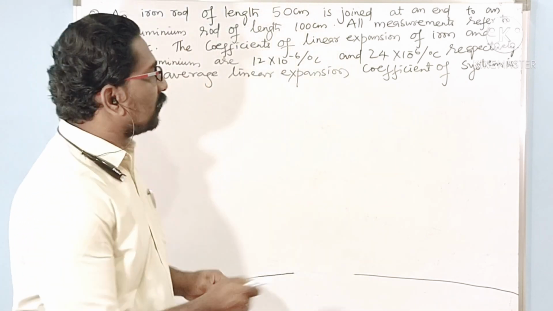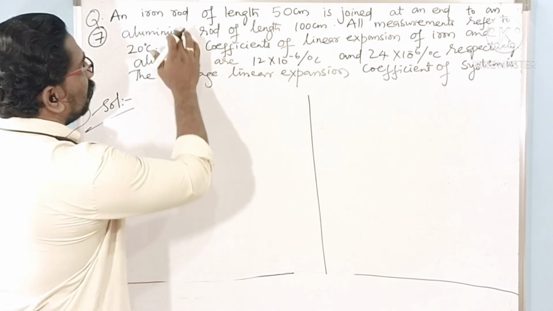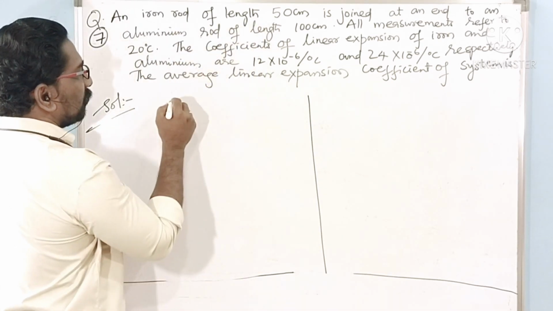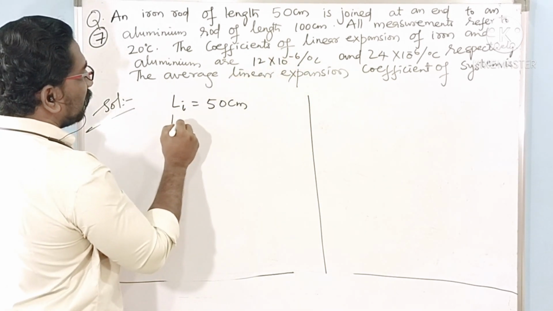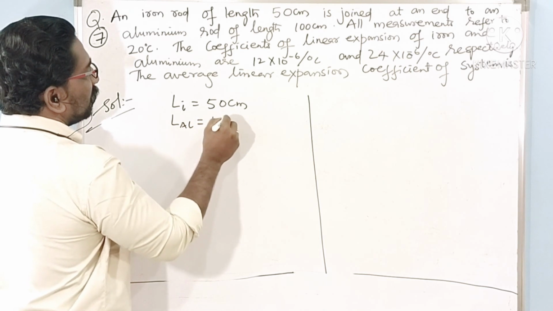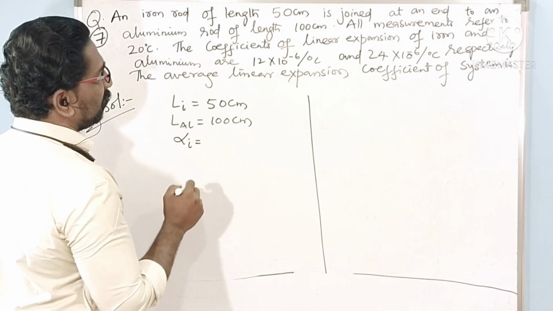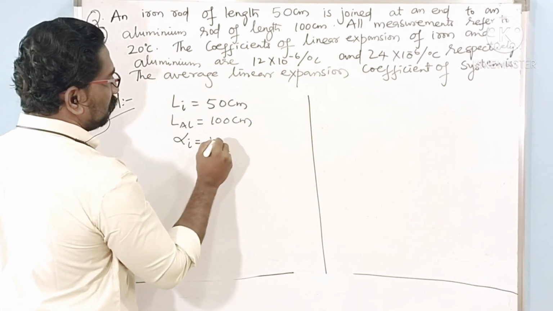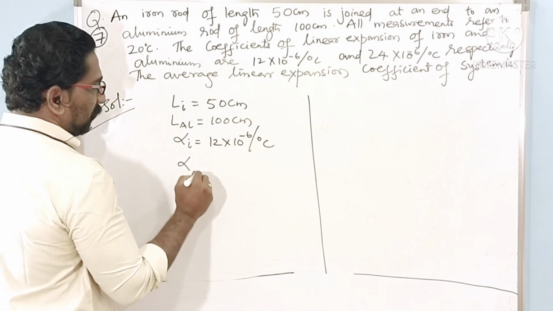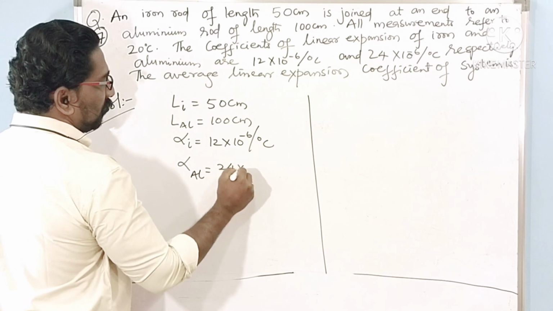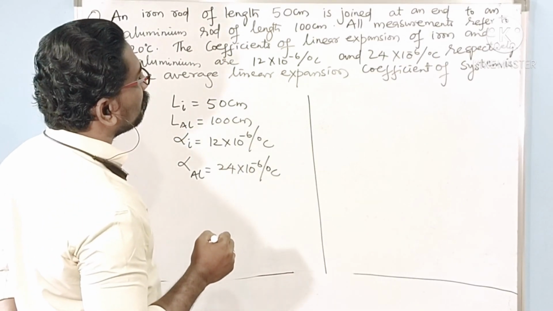So it means that in this particular numerical, the length of iron is given to us: L of iron equal to 50 centimeter, and the length of aluminum is 100 centimeter. Alpha of iron rod is given as 12 into 10 power minus 6 per degree Celsius, and alpha of aluminum is 24 into 10 power minus 6 per degree Celsius. And now what we are supposed to find out.